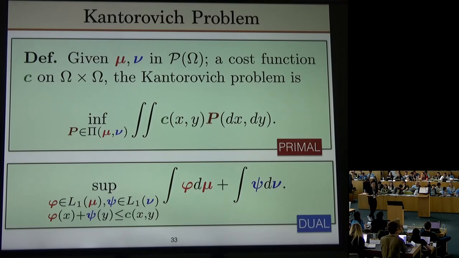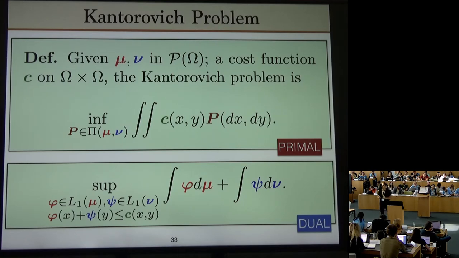But if you are not familiar with this, let me walk you through duality and explain roughly how we get there. The dual problem is the following. I will now consider functions that people call test functions in maths, that you can integrate against mu and nu. So it's any real valued function that goes from omega to R. I take the integral of phi against mu plus the integral of psi against nu, and take the supremum of that. However, there is a catch. Those functions need to agree on something, which is that for every x and y, phi of x plus psi of y must be smaller than the cost to go between x and y.